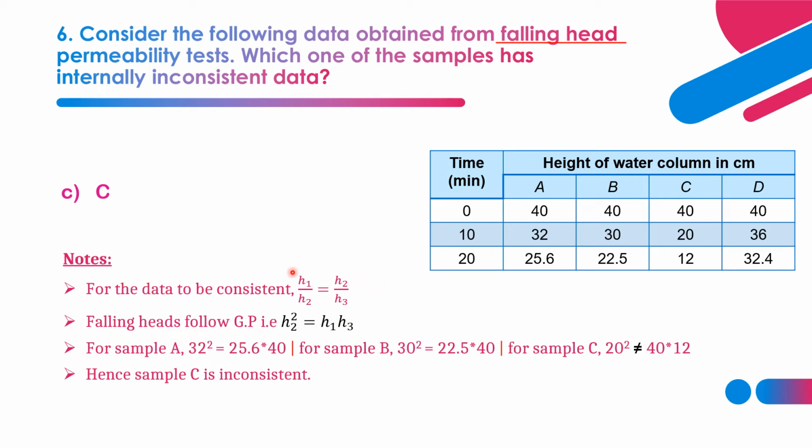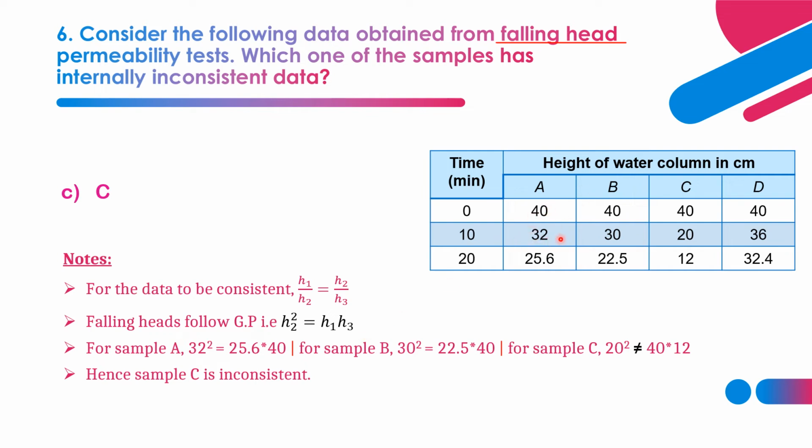Like this, the data should be following this trend. So that means the falling heads follow a geometric progression. H2 square is equal to H1 into H3. That is, the square of the second falling head should be equal to the product of the previous and the next one. Simply we can say H2 square is equal to H1 into H3.